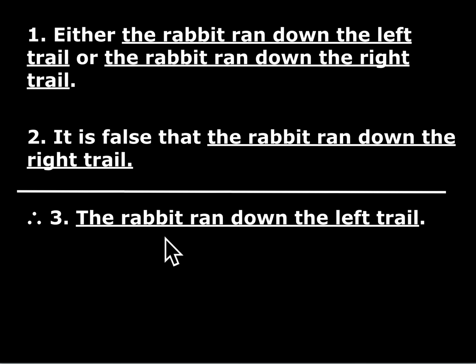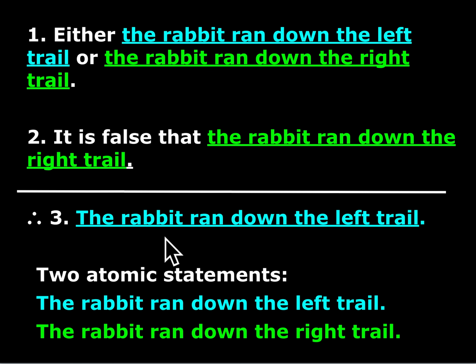And if we look at the conclusion, statement 3, the rabbit ran down the left trail. That's just an atomic statement. So what I've done here is I have color-coded the statements. And interestingly, if you look at this, the entire argument really only uses two atomic statements. The first premise takes those two atomic statements that I've coded in blue and green, and puts them together with an either or. Premise 2 takes the green one and just says it's false, and premise 3 is just the blue atomic statement.